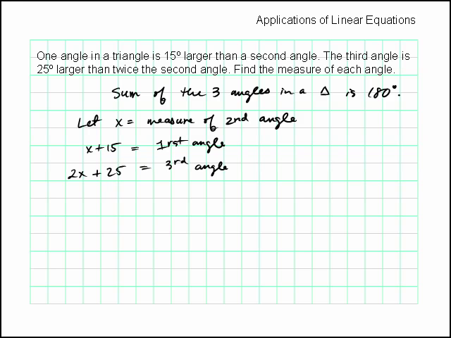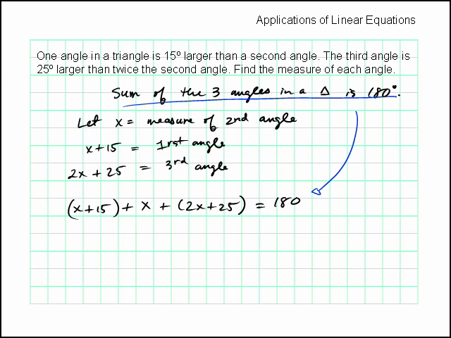I have now expressions for all 3 of my angles. Now I can write down my equation. The first, oops, that's not the first angle. Here's the first angle is x plus 15, plus the second angle x, plus the third angle 2x plus 25. All 3 of those angles should add up to 180 degrees. And so that's the equation I'm going to solve. This fact right here has been used there. We don't really need the parentheses. I'm going to get rid of them.